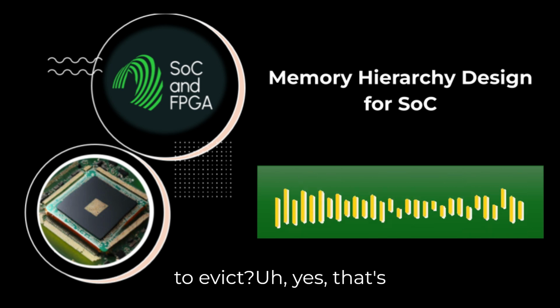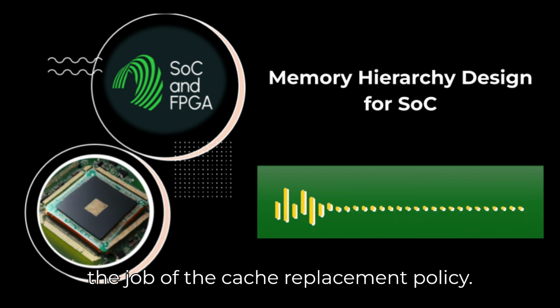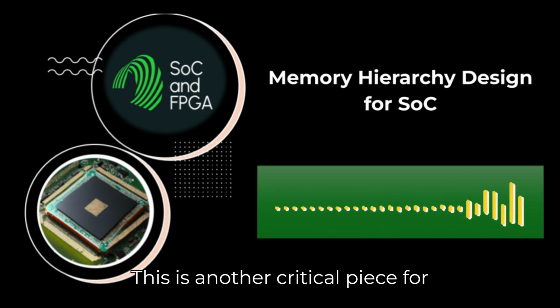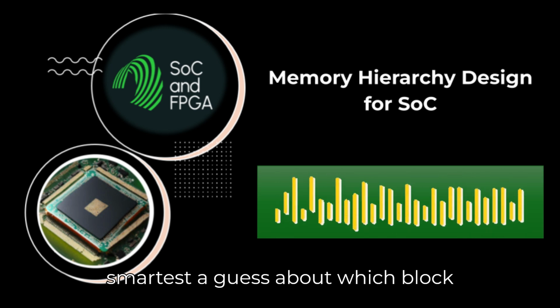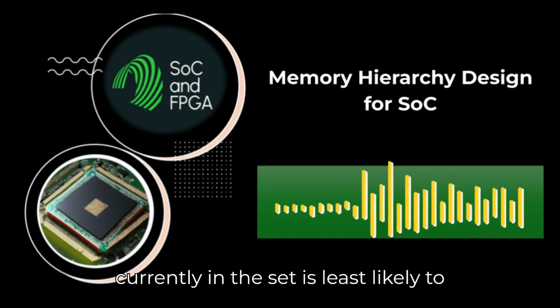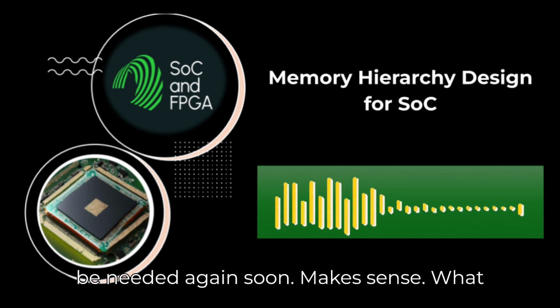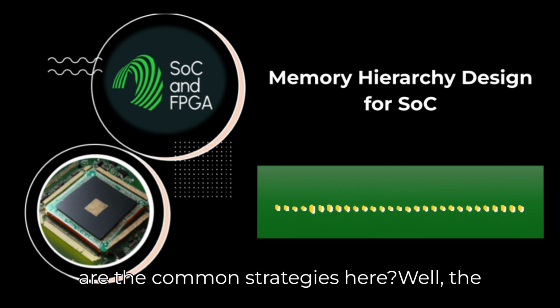Ah, yes. That's the job of the cache replacement policy. This is another critical piece for performance. The goal is to make the smartest guess about which block currently in the set is least likely to be needed again soon. Makes sense. What are the common strategies here?